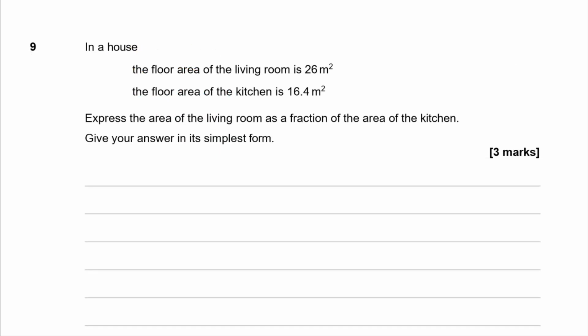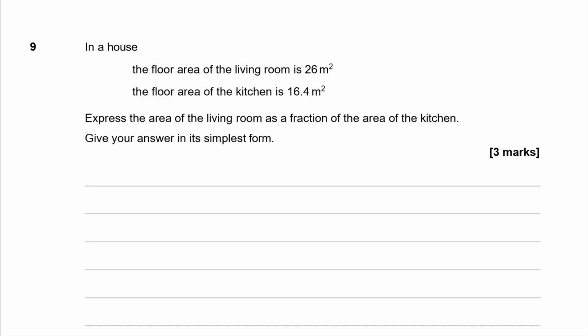Question 9. In a house, the floor area of the living room is 26 square meters and the floor area of the kitchen is 16.4 square meters. Express the area of the living room as a fraction of the area of the kitchen. Give your answer as a fraction in its simplest form.